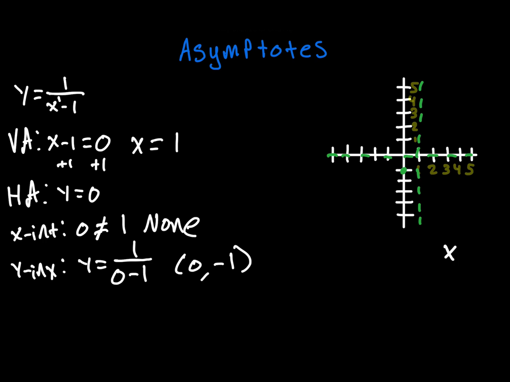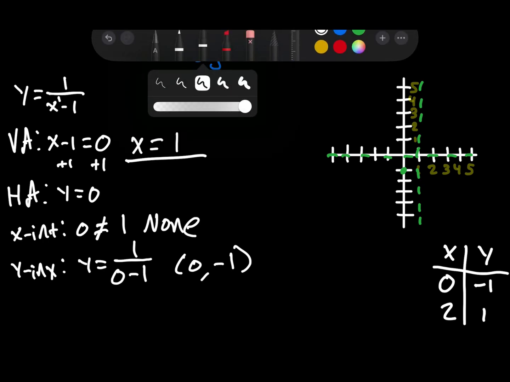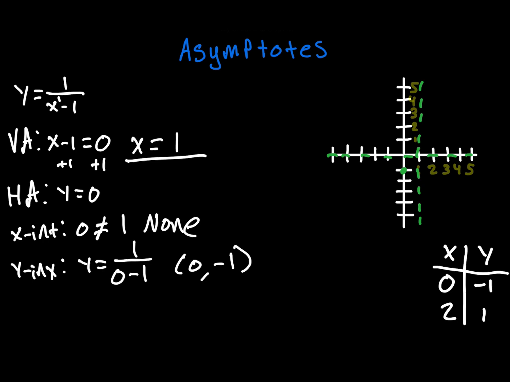So let's set up an x and y chart and plug in different values. Since our vertical asymptote is at x equals 1, let's pick numbers to the left and to the right. This would be 0 and 2. Plugging in 0 would give us the output of negative 1, and plugging in 2 would give us the output of 1. These are our coordinate points now. We can label them. (0, negative 1) is right over here, like we labeled last time, and also (2, 1) would be right over here. Now we could graph.